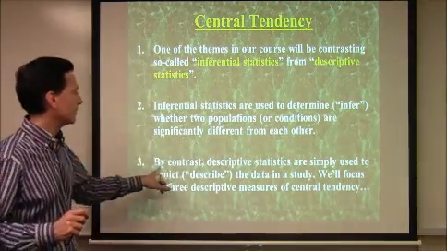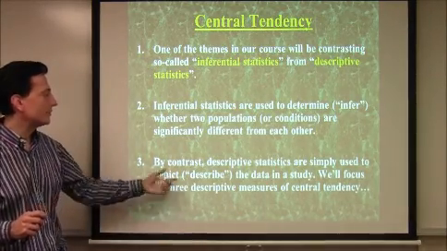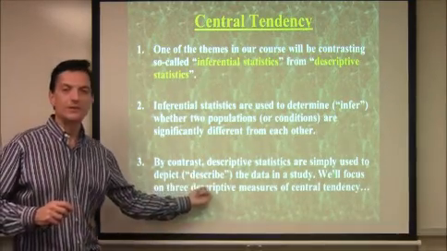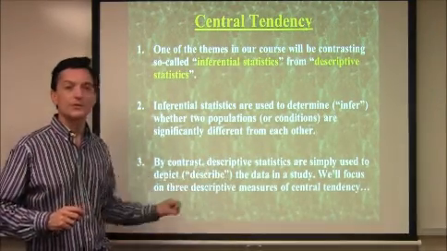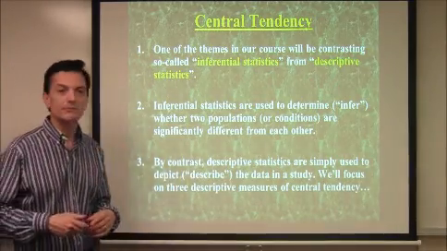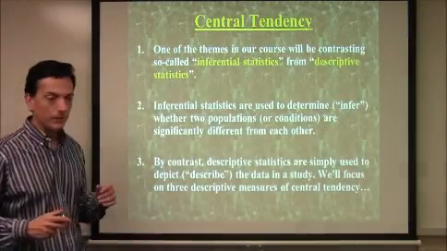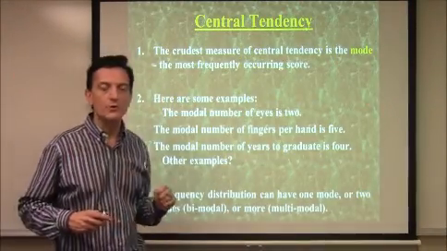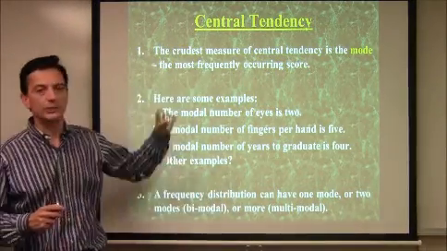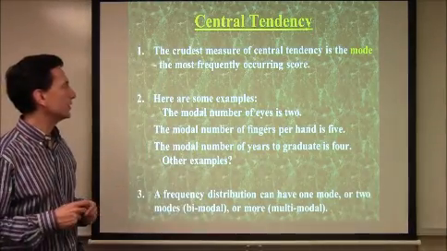By contrast, today we're going to be talking about descriptive statistics. And here we're simply using these numbers to describe or depict the data in a study. We'll focus on three descriptive measures for central tendency first. And these are things that you probably already know. You're familiar with mode, median, and mean, but just to review those a little bit, the crudest measure of central tendency is the mode, and this is the most frequently occurring score.